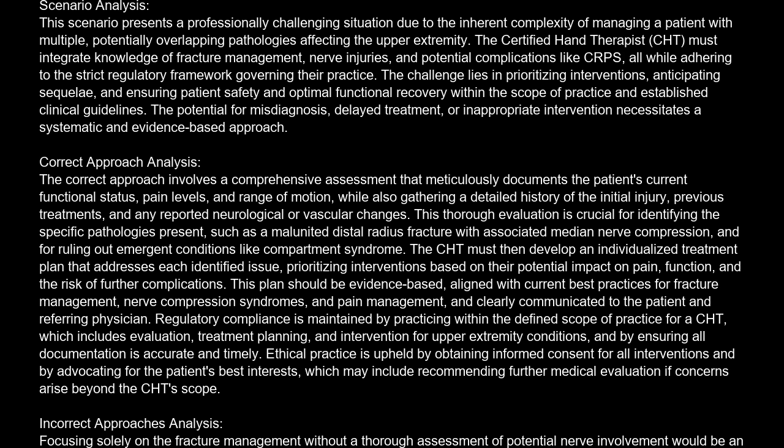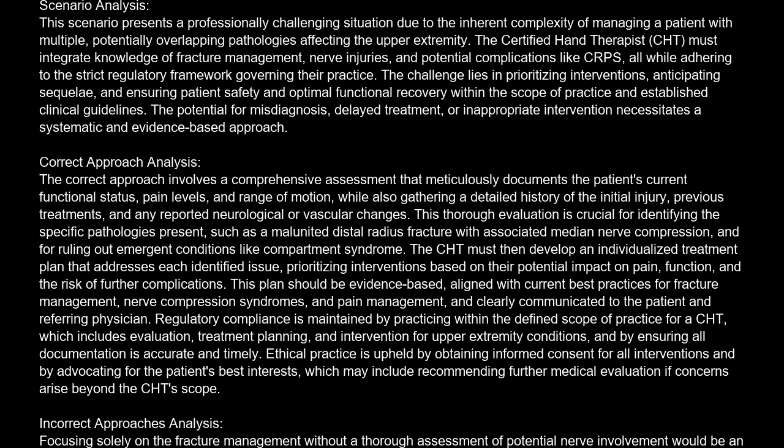Correct approach analysis. The correct approach involves a comprehensive assessment that meticulously documents the patient's current functional status, pain levels, and range of motion, while also gathering a detailed history of the initial injury, previous treatments, and any reported neurological or vascular changes.